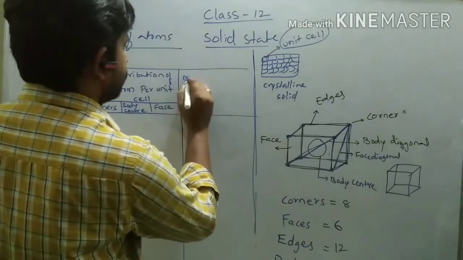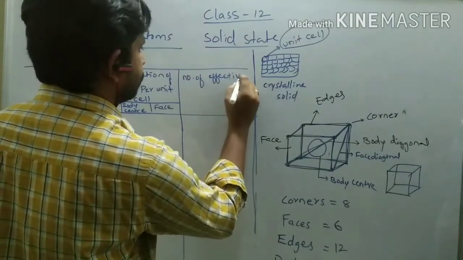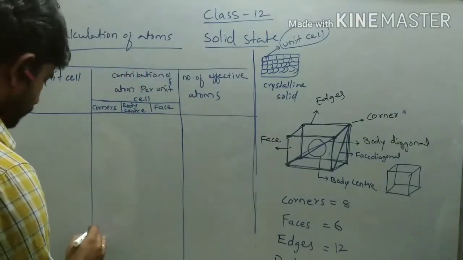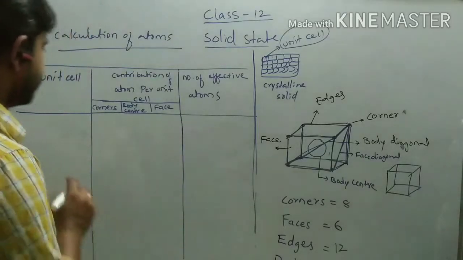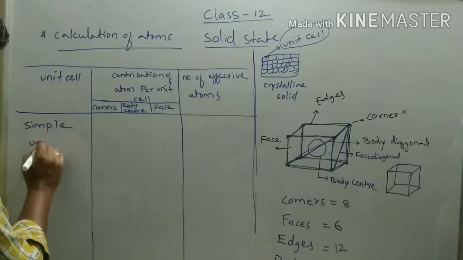here number of effective atoms. So this here, unit cell. Then I am taking now unit cell, that is simple unit cell.